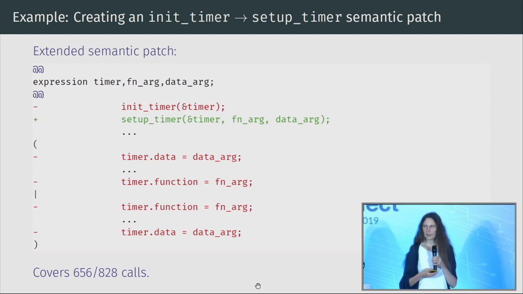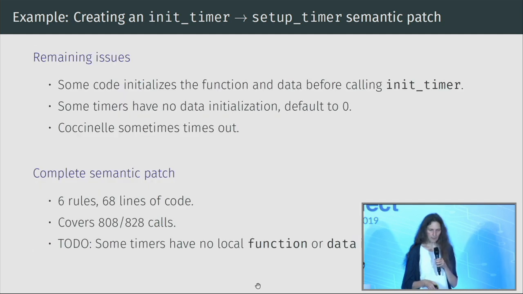Again, that would be a lot of work to do by hand, but it's not quite at the 828. So we can iterate again, and go back and see what init timer calls are remaining and why they didn't get matched by our rule. We can see sometimes they initialize the function in data fields before calling init timer, so those are some more cases we can throw in. An interesting thing is that some timers have no data initialization, so in that case we have to find some value to put for setup timer, so we can just put 0.